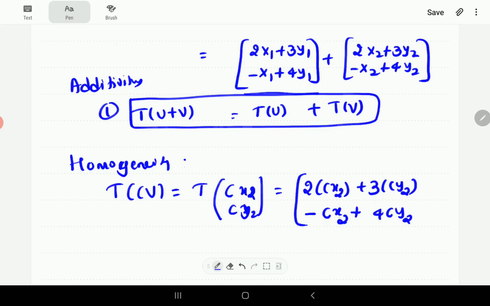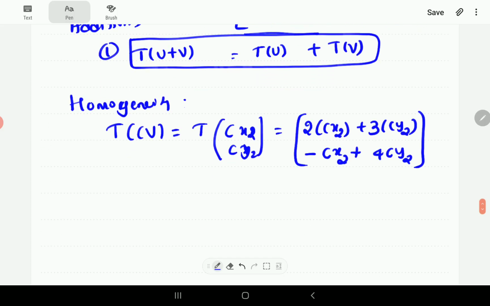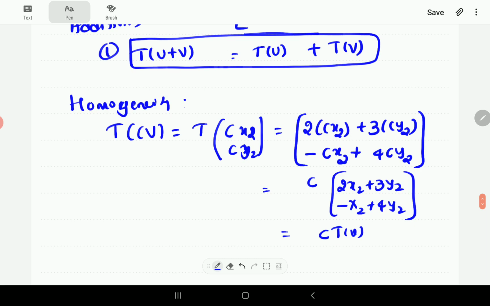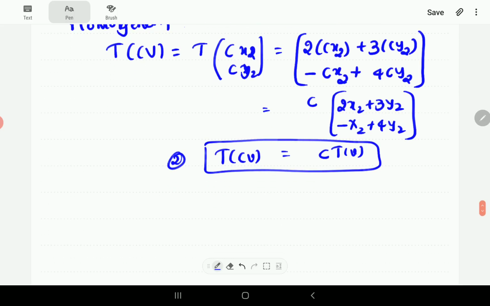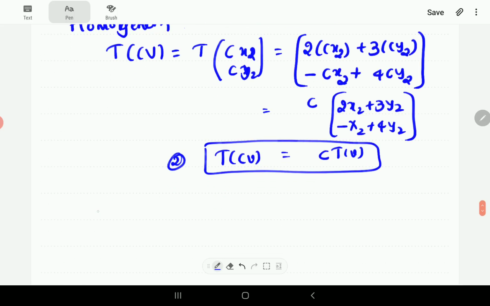Okay, as per the definition we are writing this one. So this one is equal to, if I take c out on both the sides, it is c times (2x² + 3y²) minus (x² + 4y²). Okay, so this is nothing but c into T of v. So we started with T of c times v. So this is our second property. So both the properties are satisfied for the transformation. Hence T is a linear transformation.